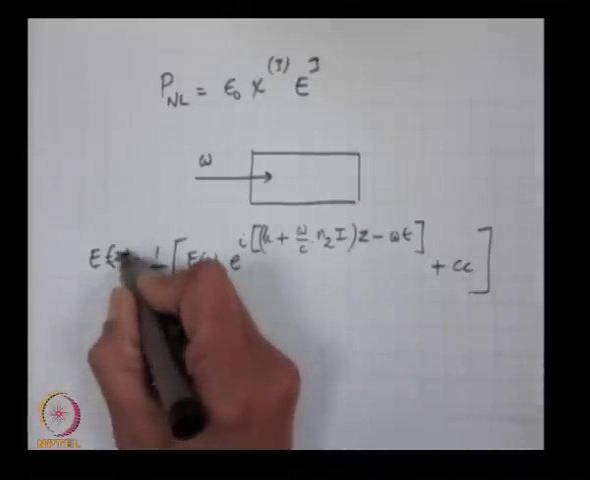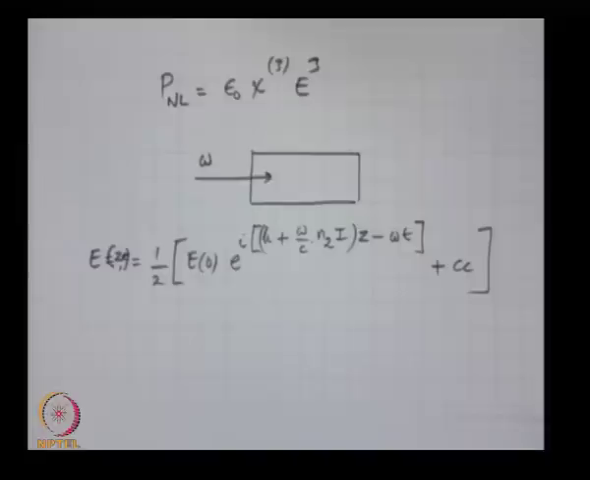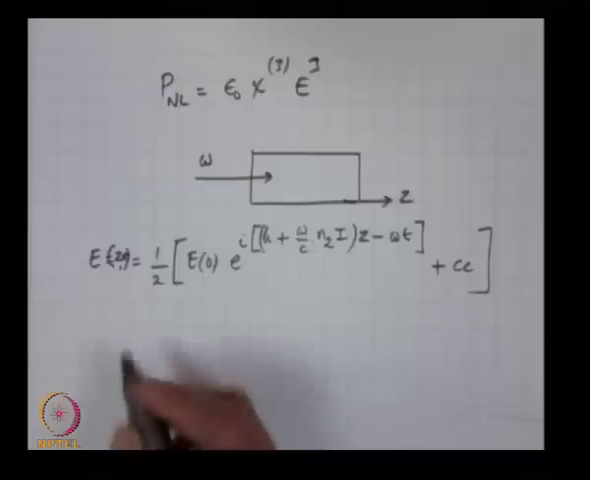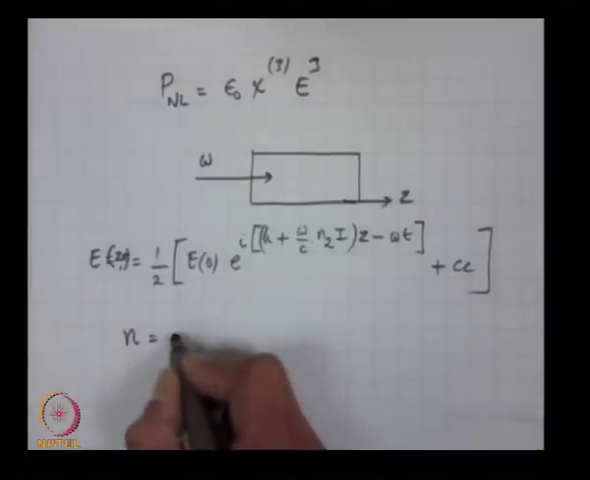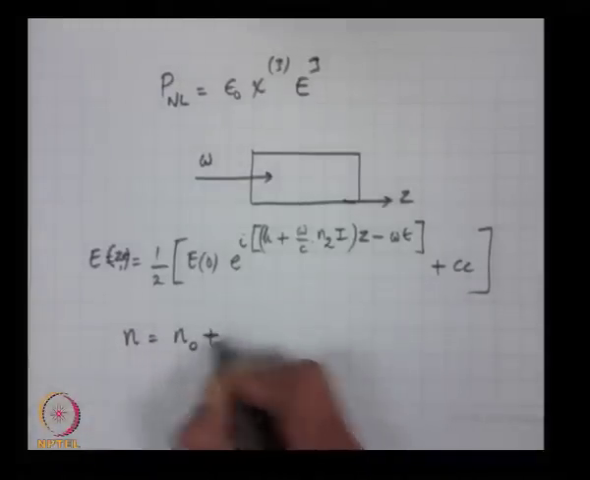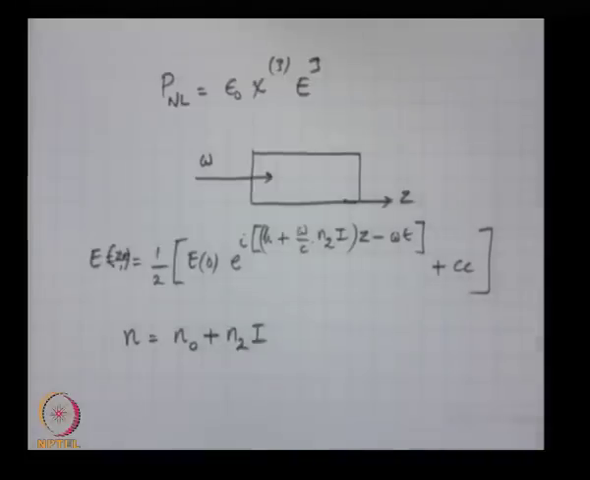E of z and t, the electric field as a function of z and time for an incident electric field of the form exponential i(kz minus omega t), as it propagates through the medium, gets modified. What effectively is happening is the refractive index changes from n0 to n0 plus n2 I. The propagation constant has changed from k to k plus omega by c n2 I. So effectively, if n0 is the refractive index of the medium for low intensities, the index of the medium at high intensity becomes n0 plus n2 I.